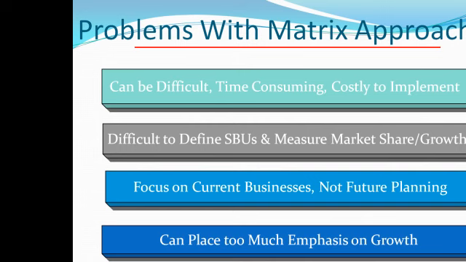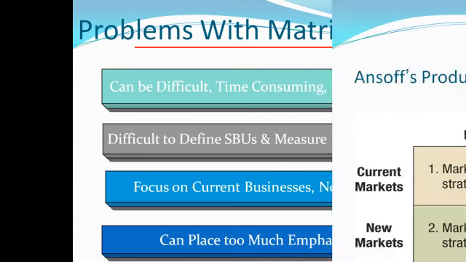The problem with that matrix approach, as we discussed earlier, is that it can be difficult, time consuming, and costly to implement. It is difficult to define SBUs and measure the market share and the growth. It focuses on current businesses, not future planning. You can place too much emphasis on growth, and when you focus too much on growth, you lose control of the overall picture. It can lead to poorly planned diversification, as always.